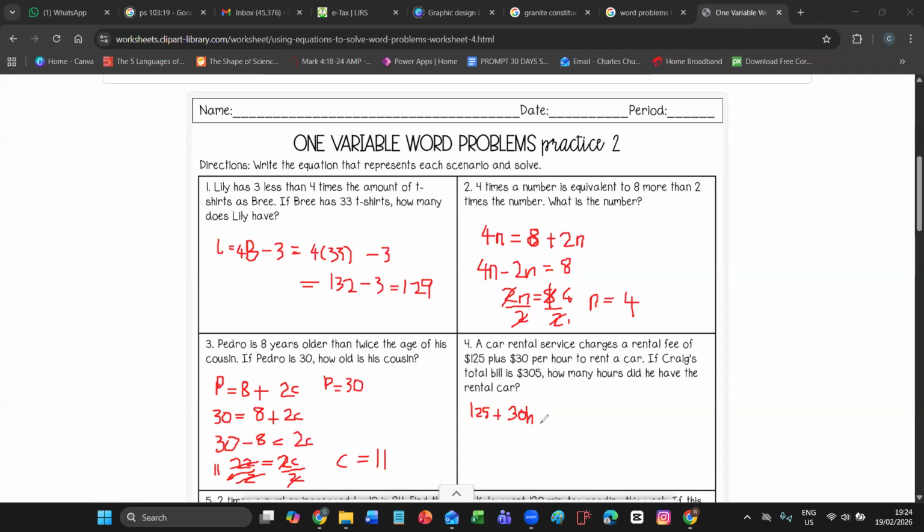All right, so 125 plus 30h equals 305. Exactly, 305, correct. That's the best way to go about it. Okay, so if we solve this now, this should basically give us the answer to our question. Perfect. We used all the figures.